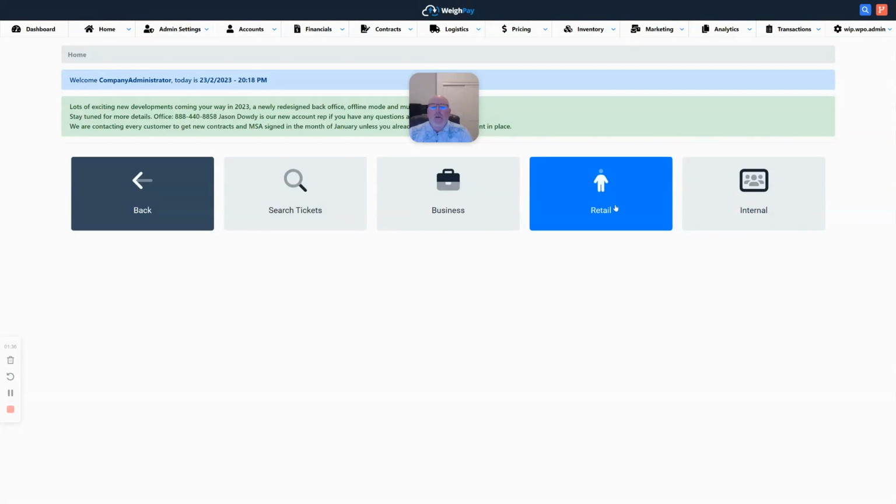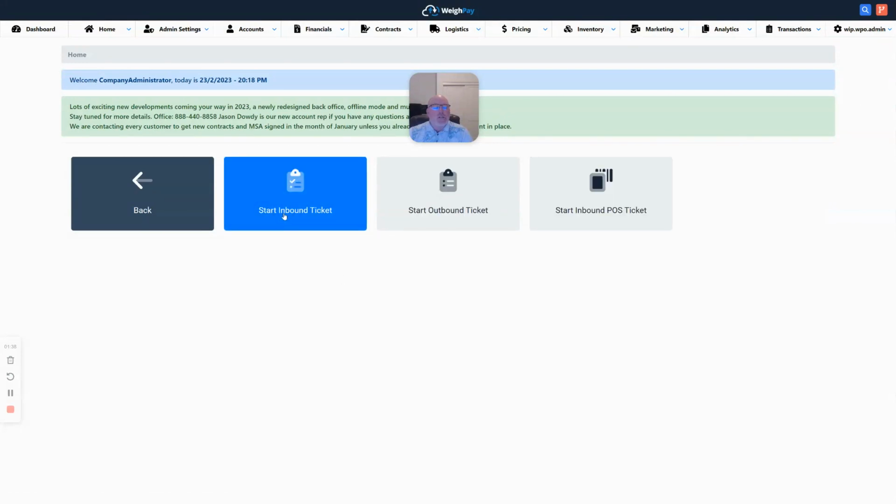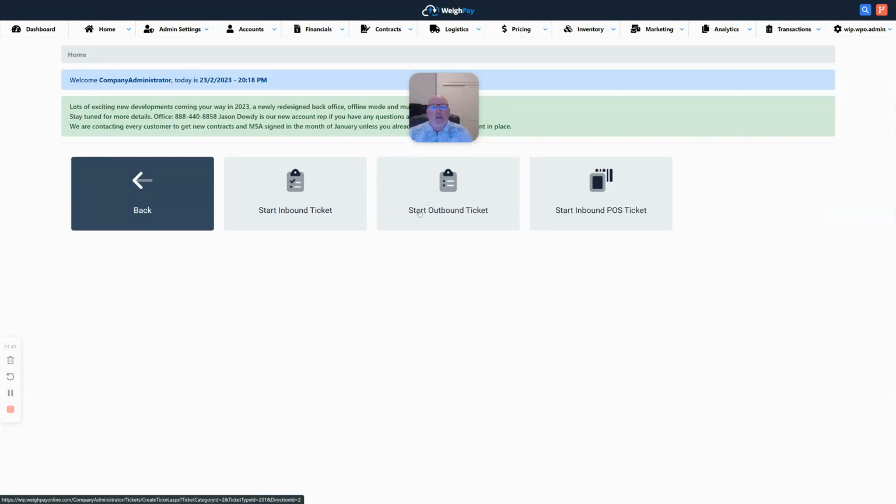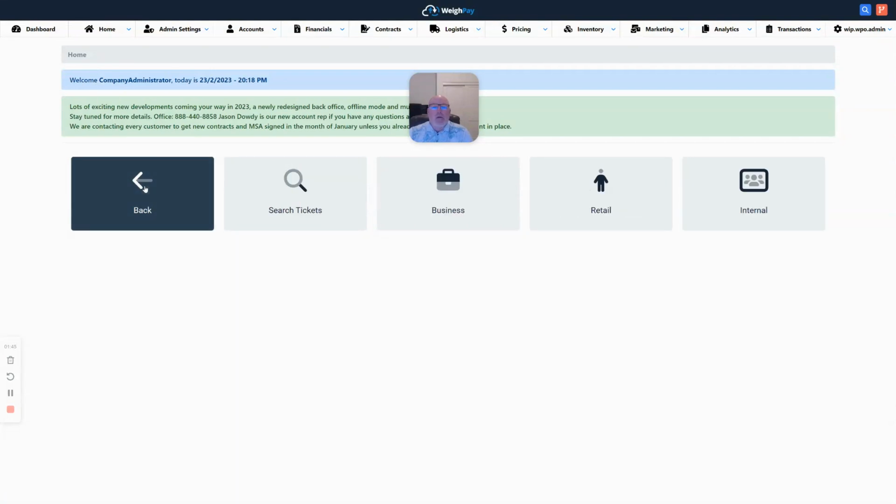Let's go back. We can go to retail. You can see retail is the same way. I can have a supplier ticket, a customer ticket, or I can do a waste management ticket. And we can go to internal. And when you go to internal, we have different kinds of tickets.